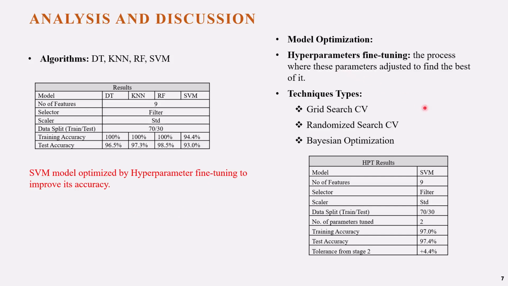What is hyperparameter fine tuning? It's a process where the parameters are adjusted to find the best of them. Here we have three techniques. After applying those techniques, we end up with a training accuracy of 97 and a test accuracy of 97, which is a good improvement of 4.4%.